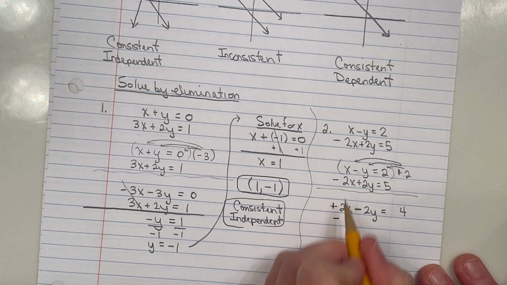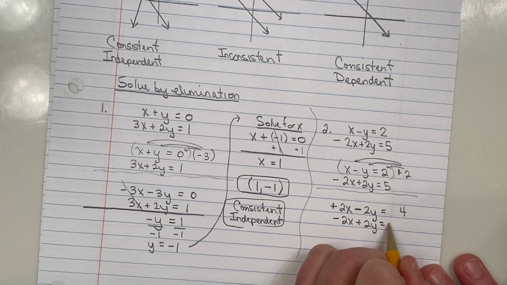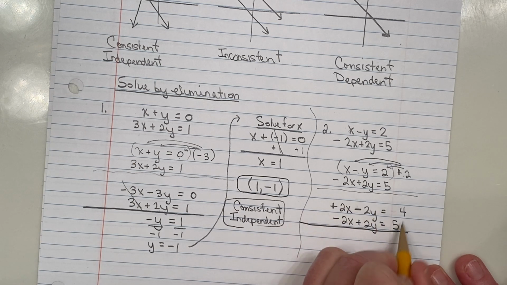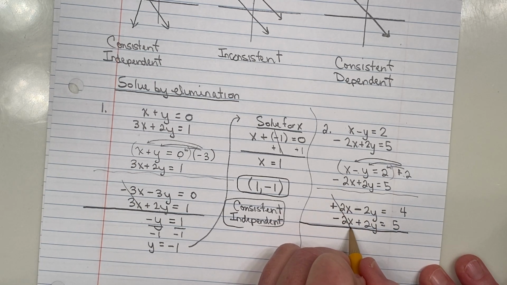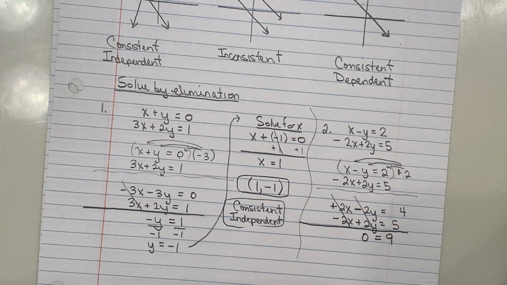Correct. Re-record the bottom equation. Negative 2x plus 2y equals 5. Straight line means now we're ready to look vertically and add down. Those will cancel. And look what happens here. The y's also cancel. So what we end up with is 0 to the left of the equal sign. And we end up with the expression 0 equals 9.